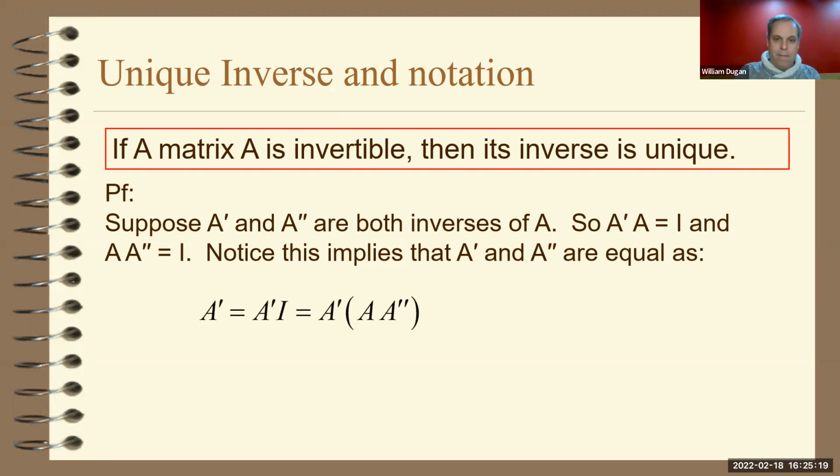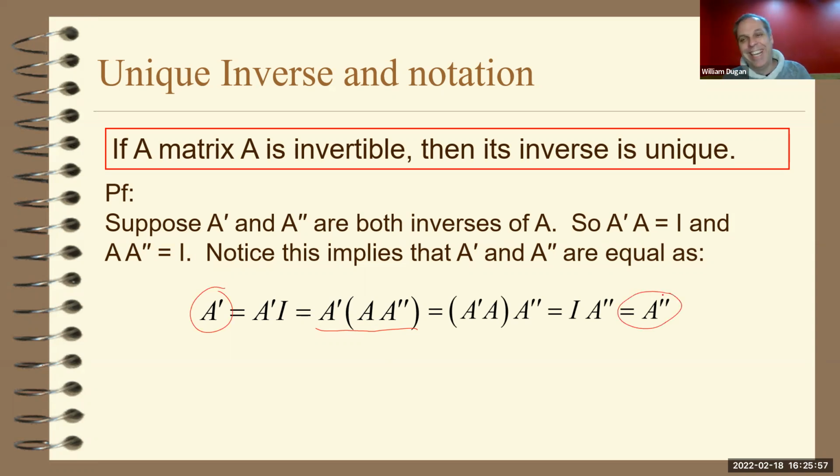Notice that A prime is equal to A prime times the identity matrix. That's just matrix multiplication. But the identity matrix can be written as A times A double prime. So I just substitute that in. That matrix product has a certain order of parentheses. I can reassociate those parentheses to take first A prime times A, but A prime times A is the identity matrix. I would then have the identity matrix times A double prime, and that's A double prime. So if you look at the beginning and you look at the end, you realize they're equal. So that means that if a matrix has an inverse, there's only ever one.